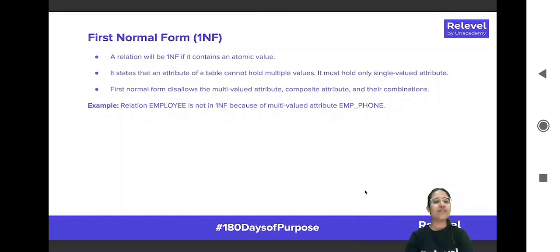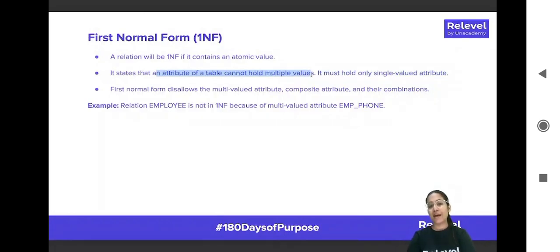So we'll start with the very first normal form, which is 1NF. The rules defined in first normal form are that a relation, as in the table, will be in 1NF if it contains atomic values. By atomic value it means that an attribute cannot hold multiple values.